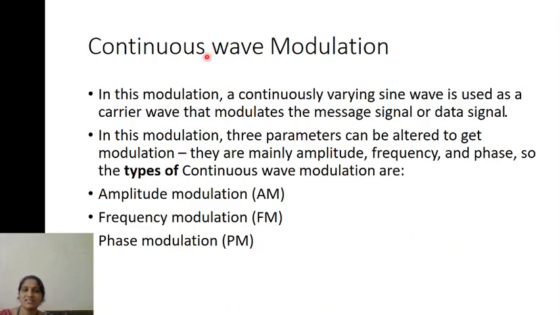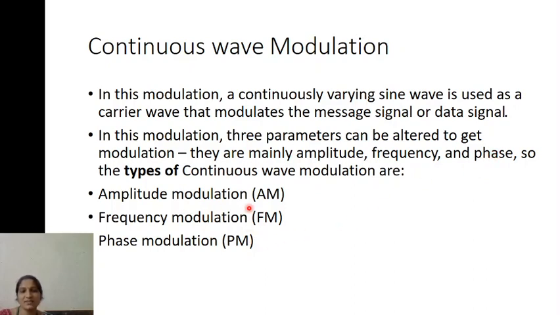Coming to the first one, continuous wave modulation. As we have already said, in this continuous wave modulation, the carrier wave is a sine wave. So the sine wave is the carrier wave that modulates the message signal or data signal. In this modulation, there are three parameters that can be altered. What are those three parameters? Amplitude, frequency, phase. If you modify the amplitude, it is called amplitude modulation. If you modify the frequency, it is called frequency modulation. If you modify the phase, it is called phase modulation.